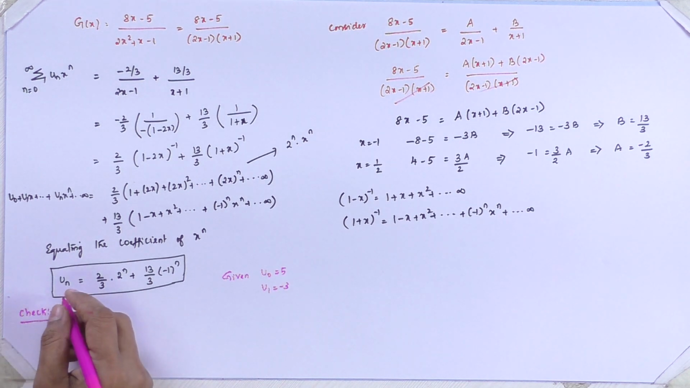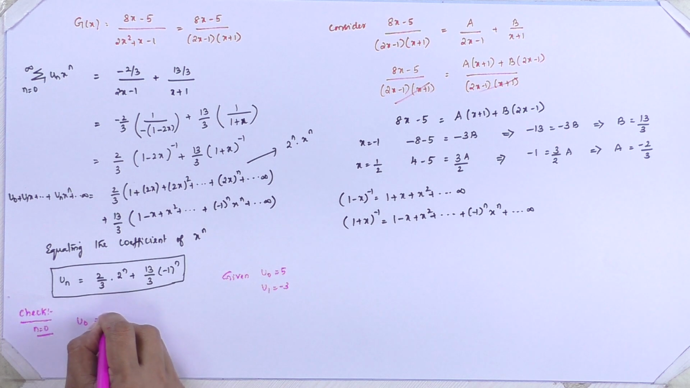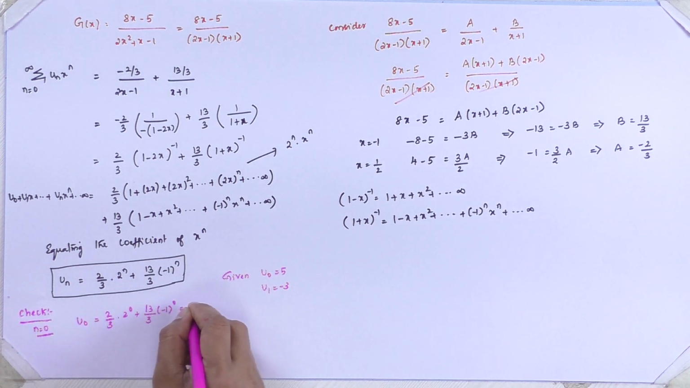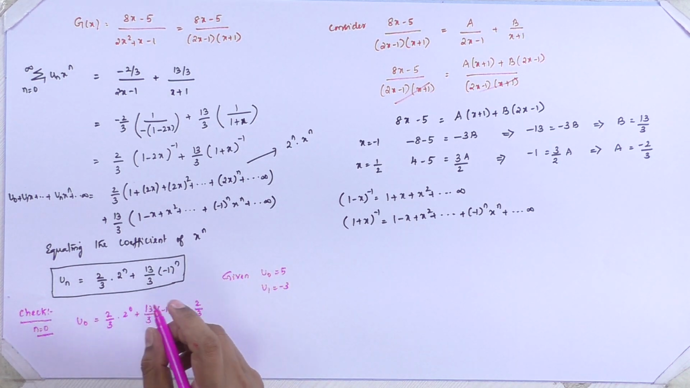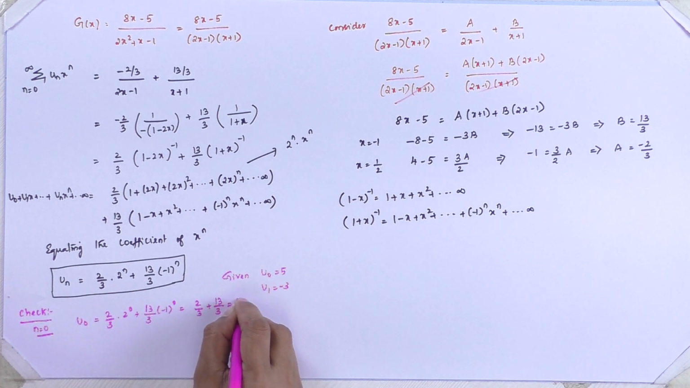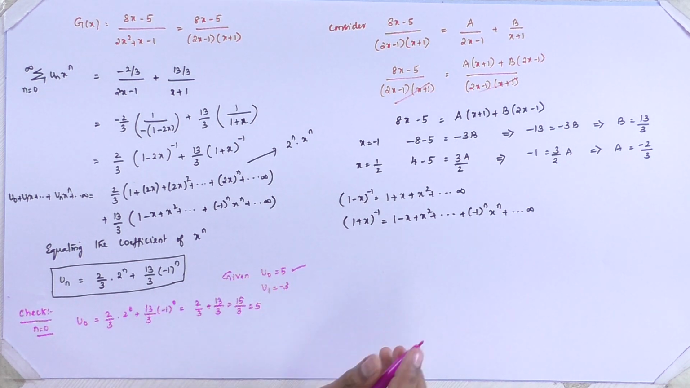So the cross check is to substitute n equal to 0. You will have u naught is equal to 2 by 3 into 2 power 0 plus 13 by 3 into minus 1 power 0. So 2 by 3, anything power 0 is 1, anything power 0 is 1, plus 13 by 3, which is 15 by 3, that is 5. I am able to get this 5 here, fine.